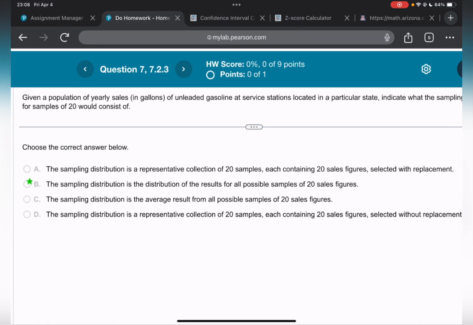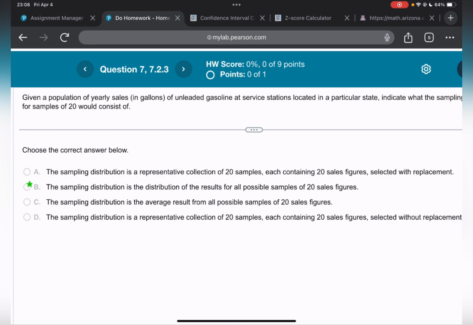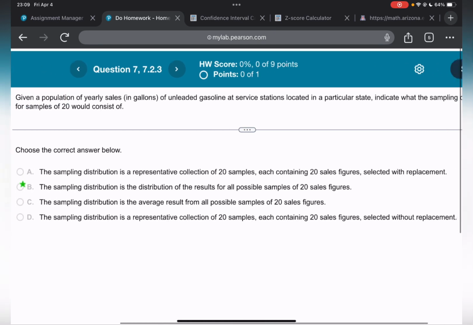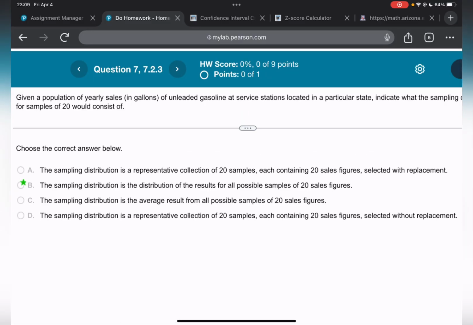Okay, question number 7. Given a population of yearly sales in gallons of unleaded gasoline at the service stations located in a state, indicate that the sampling distribution for samples of 20 would consist of. Let's read the proper answer. Sampling distribution is a distribution of the result of all possible samples of 20 sales figures, because for the sampling distribution you get out of these 20 every single figure, whatever it is.